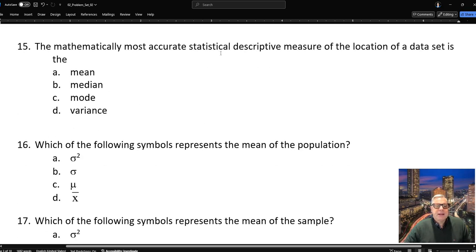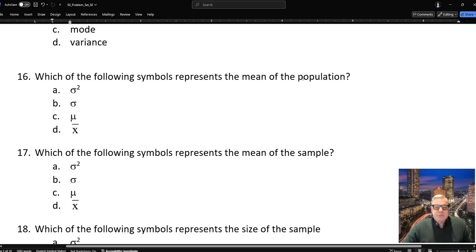The mathematically most accurate statistical descriptive measure of the location of data is the mean. And again, the mean is the mathematically most accurate measure of central tendency because the sum of all the deviations from the mean is then 0.